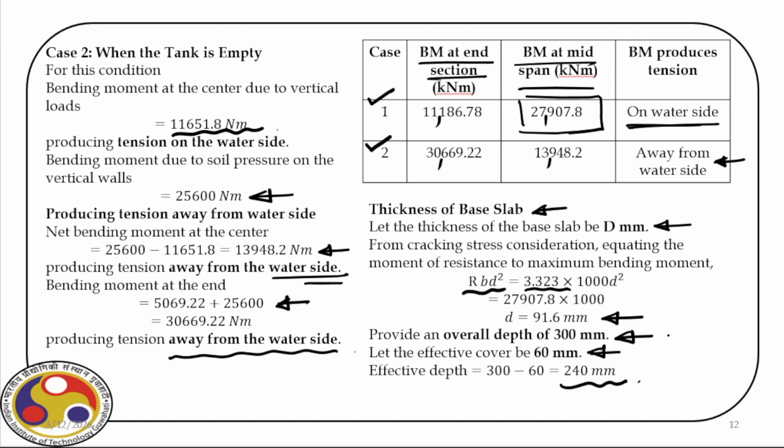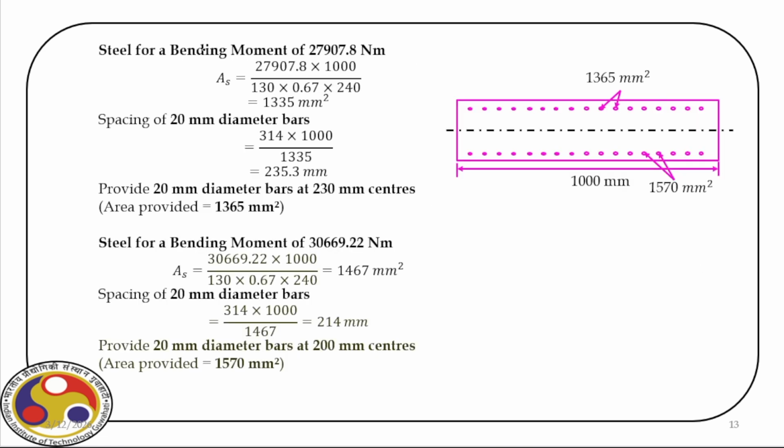Just note this value, I will come to that in a minute. At the base we have a thicker section. So the steel requirement AS is 1315 millimeter square. So we try with 20 millimeter diameter bars and the spacing is 235.3 millimeters. So we can provide 25 bars at the rate of 230 millimeters center to center.